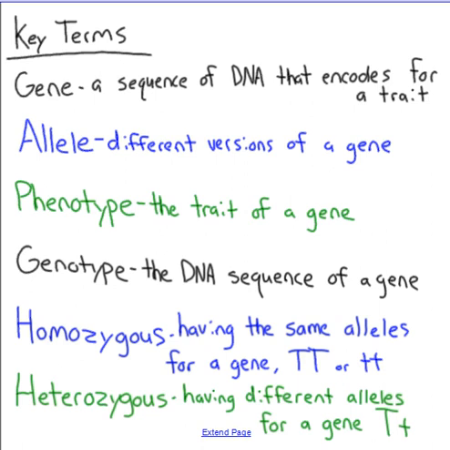Finally, homozygous means that you are purebred, which means that you have the same alleles for a gene. So we represent that in genetics with a big T, that's the genotype, or little t, that is homozygous because they are the same size letters. And then heterozygous is having different alleles for a gene. So having one big T and then one little t.